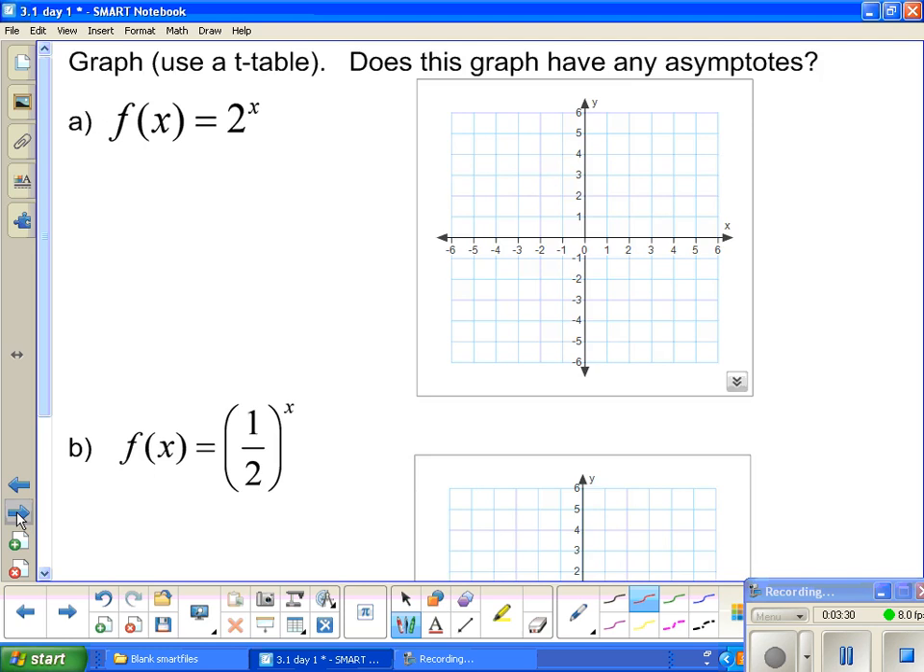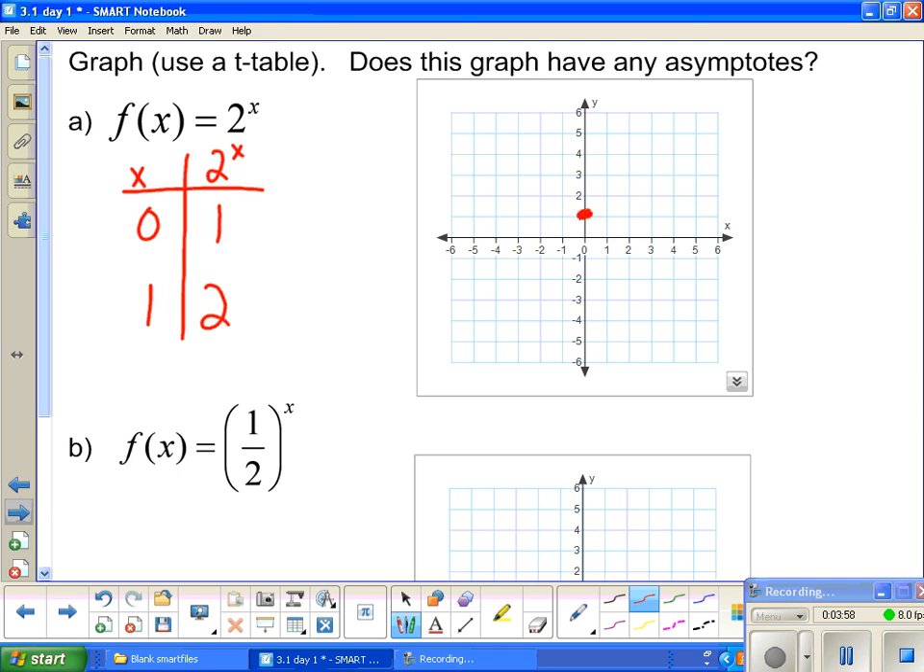Let's graph a couple. We're going to do really quick, easy t-charts. Okay? The numbers that we're going to use in our t-chart will be 0 and 1. We only have to pick 2 because we are only sketching the graph. So if x is 0, it's 2 to the 0, which is 1. X is 1, it's 2 to the first, which is 2.